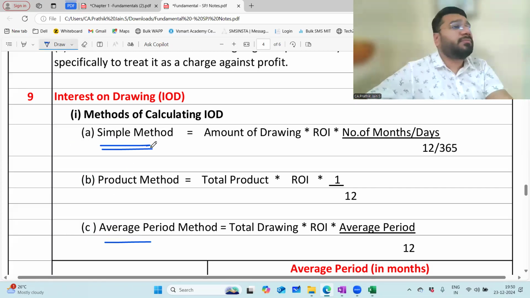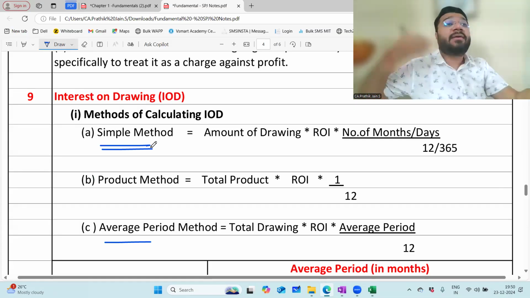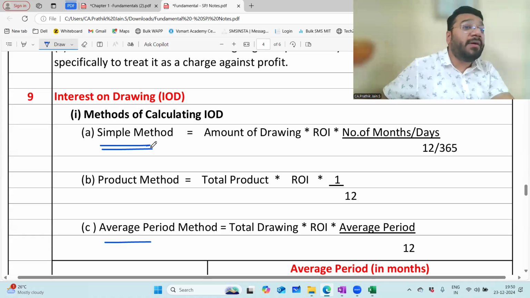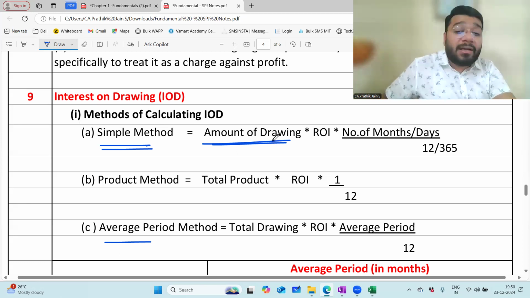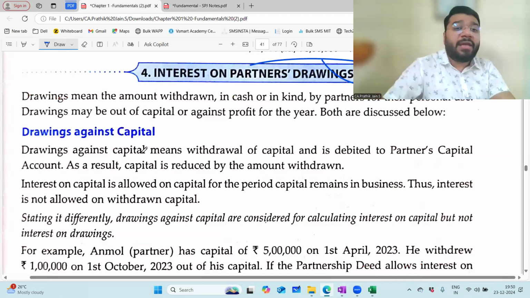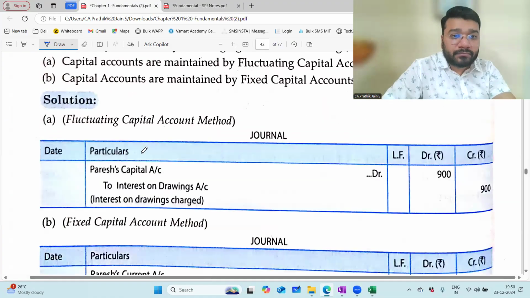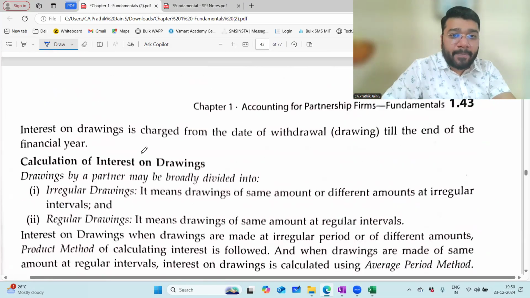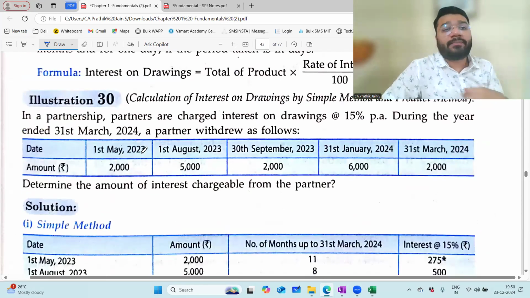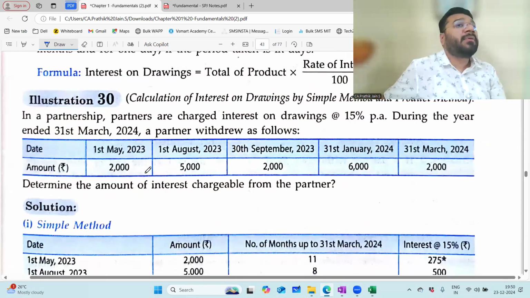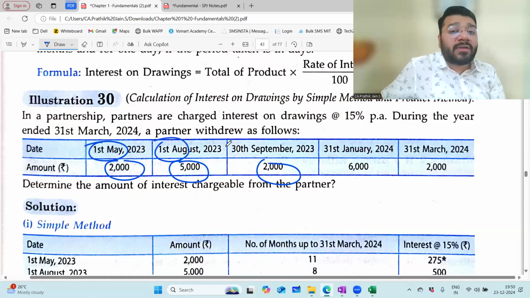As the name goes, the calculation is very simple, but the procedure is very lengthy. Here in the simple method, you're supposed to calculate the interest on drawing for every single drawing. For example, if you take page number 1.43, if you look at this question, there is this particular partner who's withdrawing 2,000 rupees on 1st May. He's withdrawing 5,000 rupees on 1st August, 2,000 on 30 September, 6,000 on 31st January, and 2,000 on 31st March.